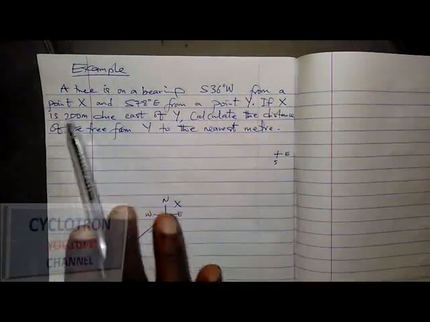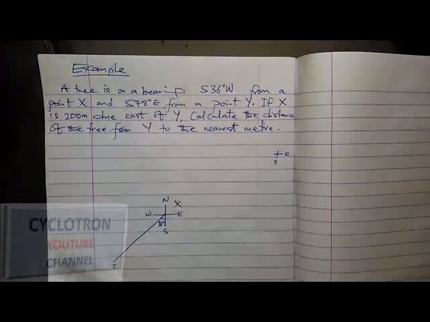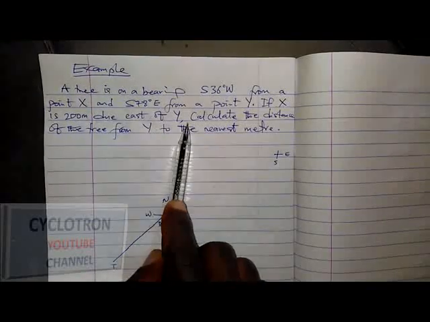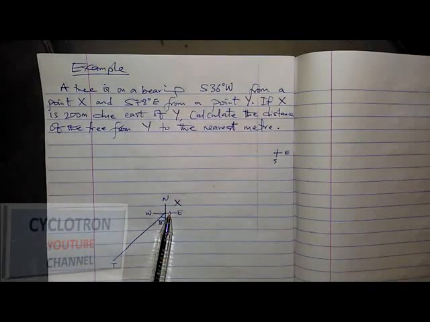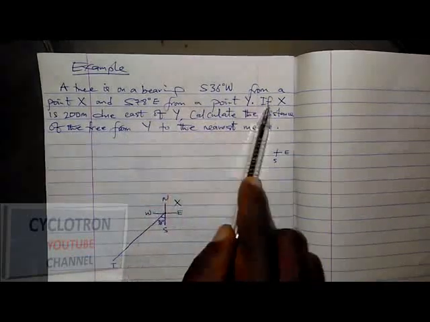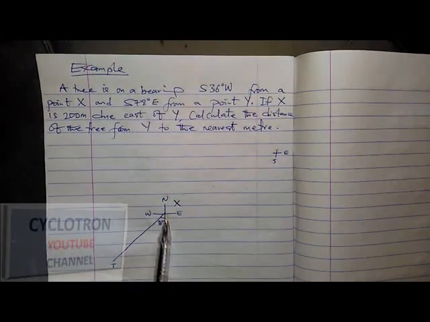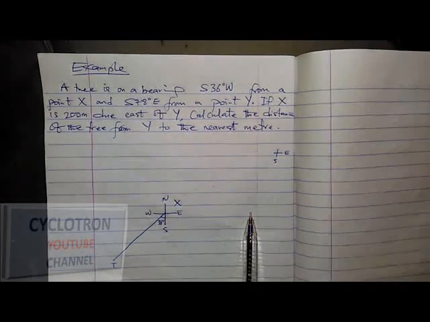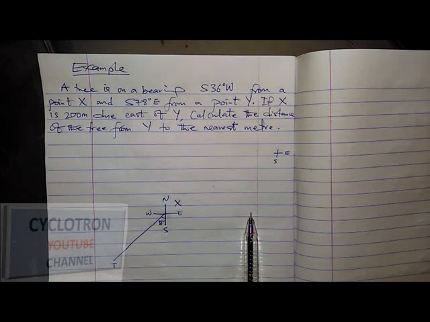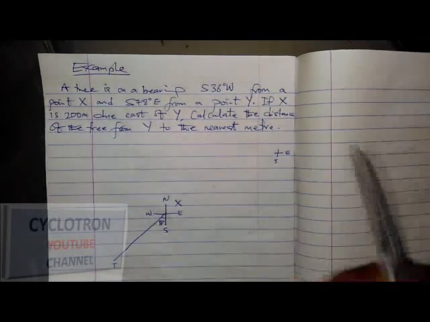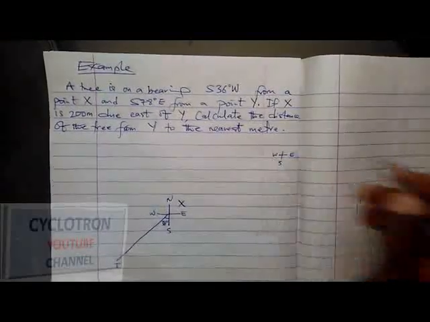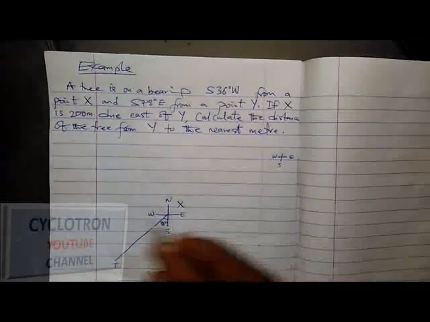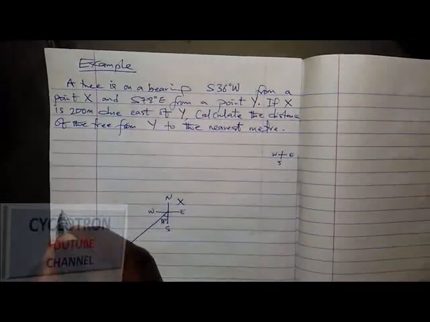Now they said, before we draw, let's consider the equation. If X is 200 meter due east of Y, 200 meter due east of Y, this is X. They say it is due east of Y. If X, this one, is due east of Y, this is X. If Y is here, that will be due west of Y, because that means the west of Y is here. But they said this X is on the eastern side of Y. So Y is here.